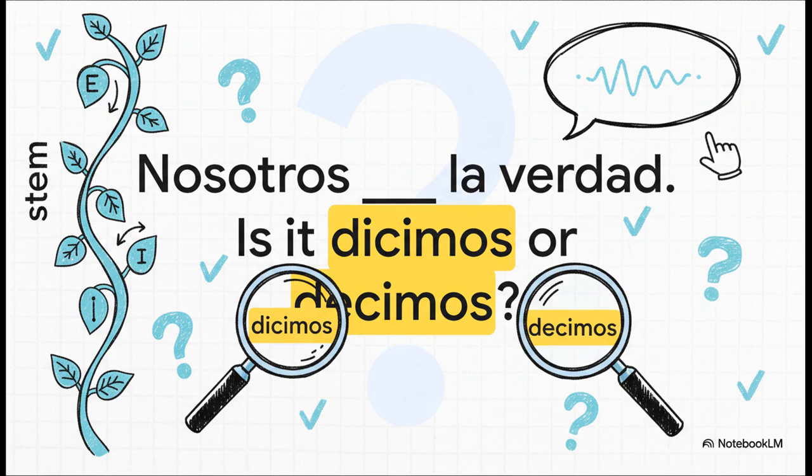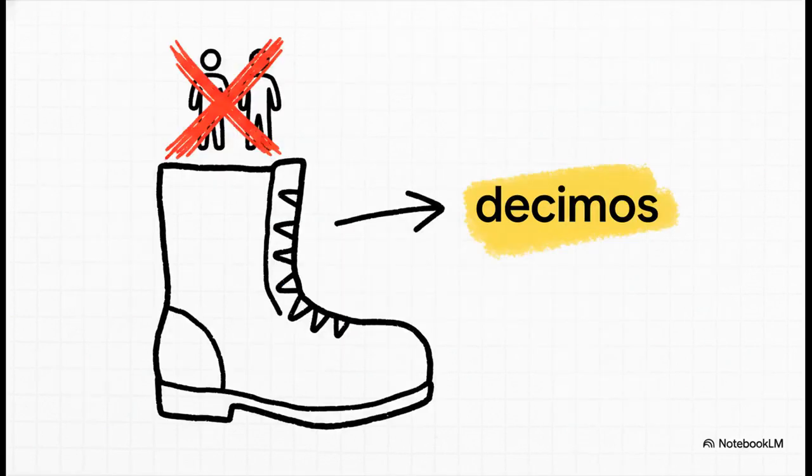Okay, one more, and this one's a little trickier. How do you say, we say the truth? Is it A, nosotros dicimos la verdad, or B, nosotros decimos la verdad? Think carefully about the boot on this one. The correct answer is B, decimos. This is the classic test, right? Nosotros is the one form that's proudly standing outside the boot, so its stem does not change. The E stays right where it is.